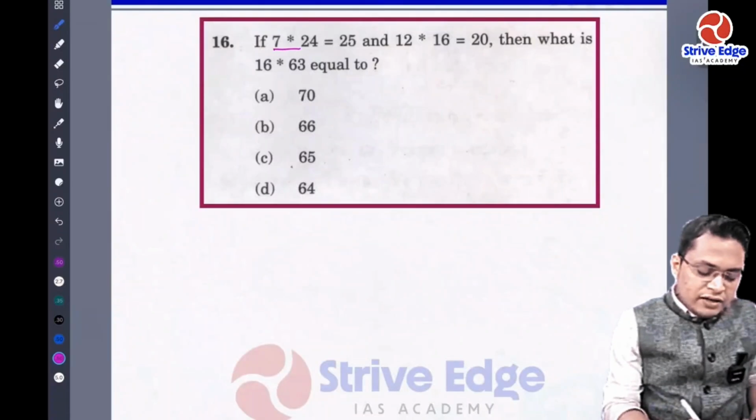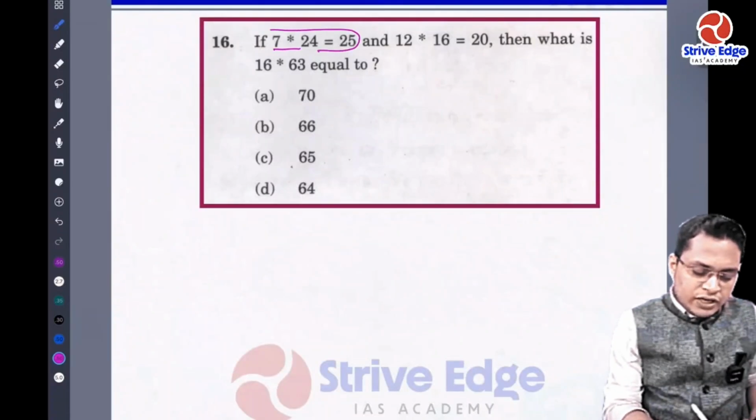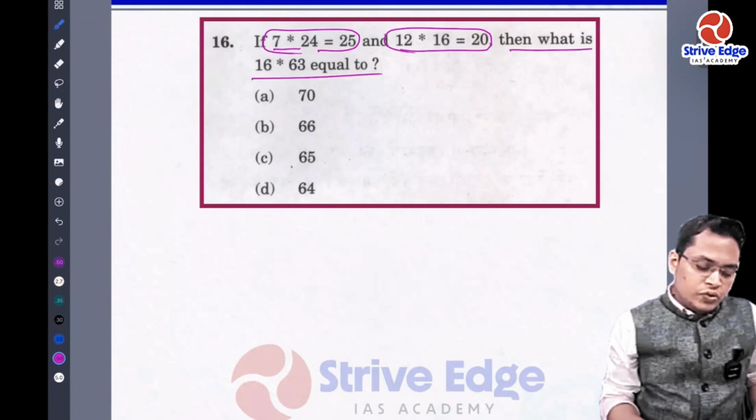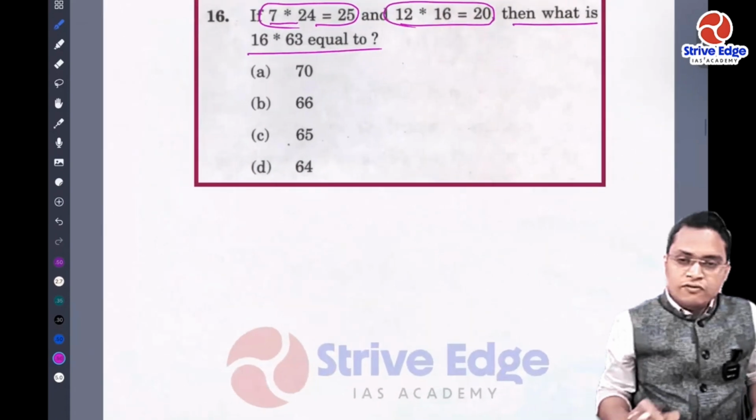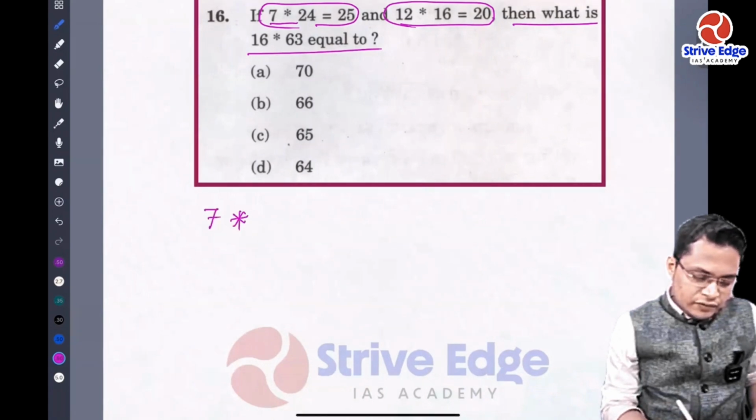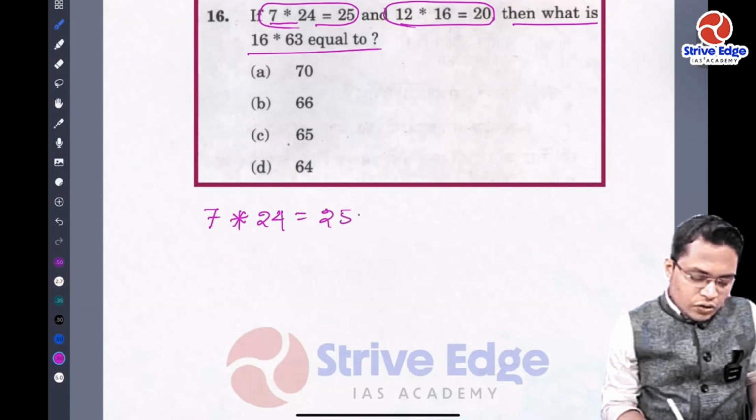So if 7 star 24 is written as 25, 12 star 16 is written as 20, then what is 16 star 63 equal to? I think in this case we are going to find a relationship between these two numbers that gives 25. Don't you think that 7 square plus 24 square is 25 square?